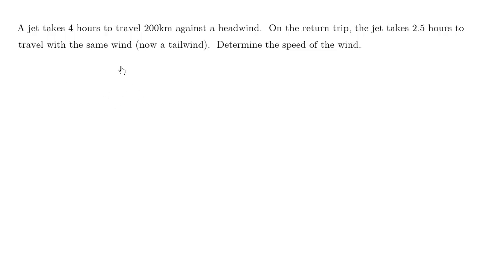Let's try another systems problem, and this here is the classic wind resistance or water resistance type question. Try to recognize it. So what we have here is a jet takes 4 hours to travel 200 kilometers against the headwind. On the return trip, the jet takes 2.5 hours to travel with the same wind, now called a tailwind. So the tailwind makes you faster, the headwind blows in your face and slows you down. Determine the speed of the wind.